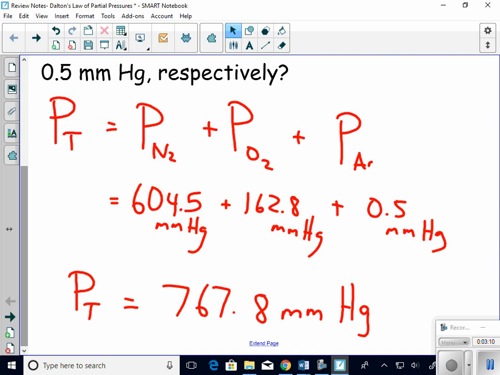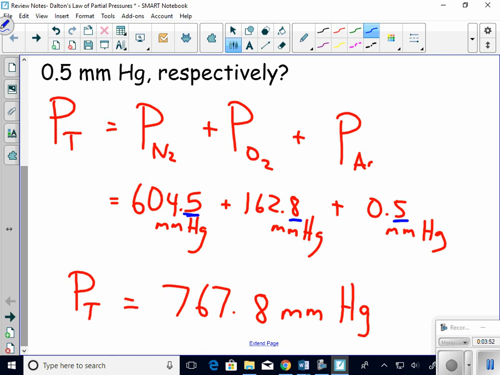When we are adding, we look at places. And what I mean by that, here's a tenth, there's a tenth, there's a tenth. So I should round to the tenth. So does Mr. Braun have the correct amount of sig figs? Absolutely, he does. So the answer here is the total pressure is 767.8 millimeters of mercury.